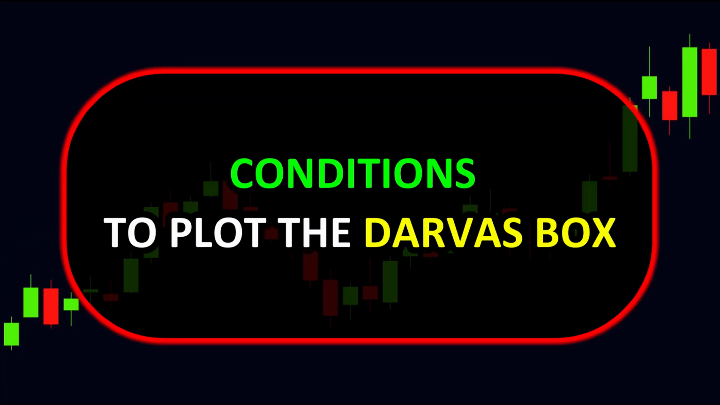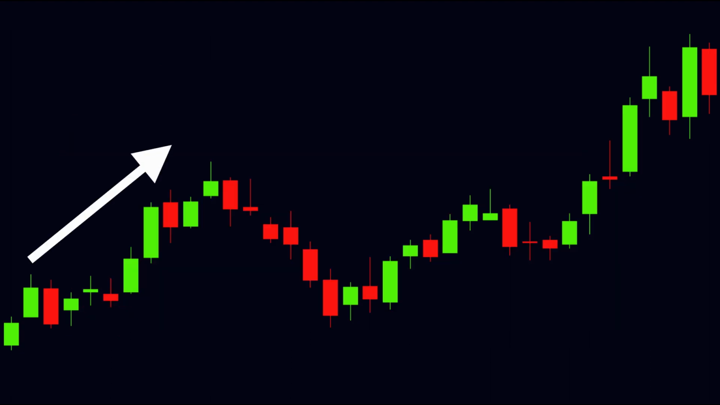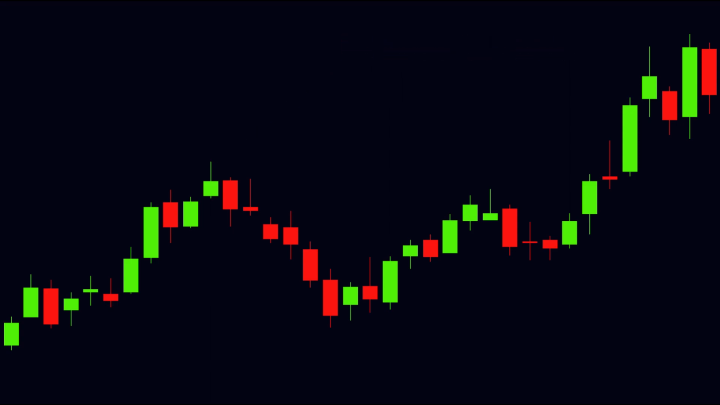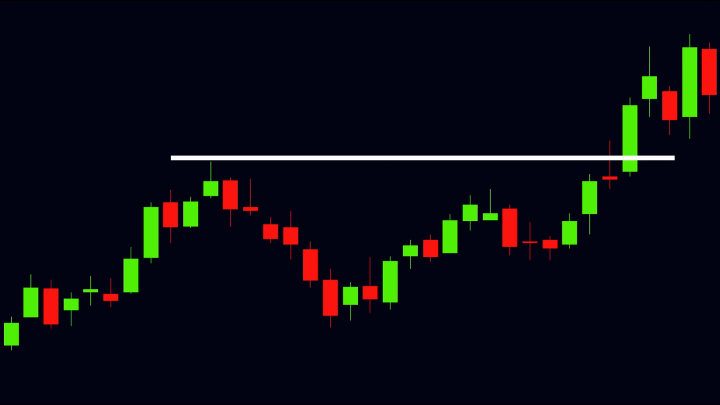So, here are the conditions to plot the Darvas box. First, the price should be in a suitable uptrend. After that, we require the price to make a new 52-week high. After marking the new high, there should be 3 following days which do not break the high. After satisfying these conditions, we can plot the upper boundary of the Darvas box, and this upper boundary is called the ceiling of the box.